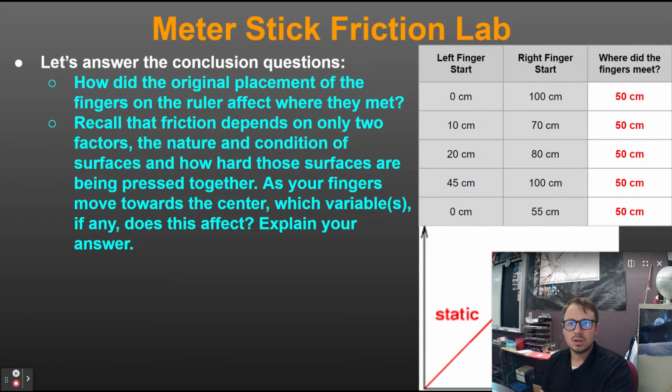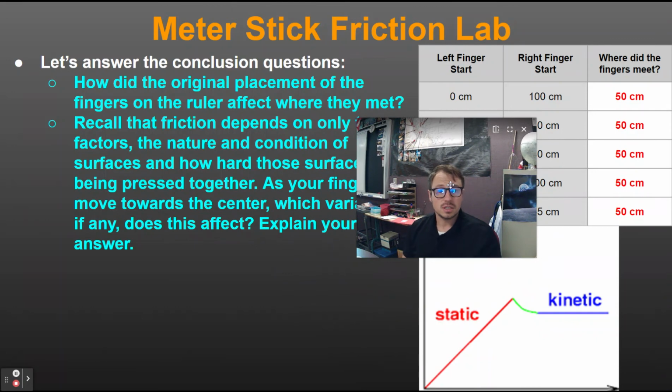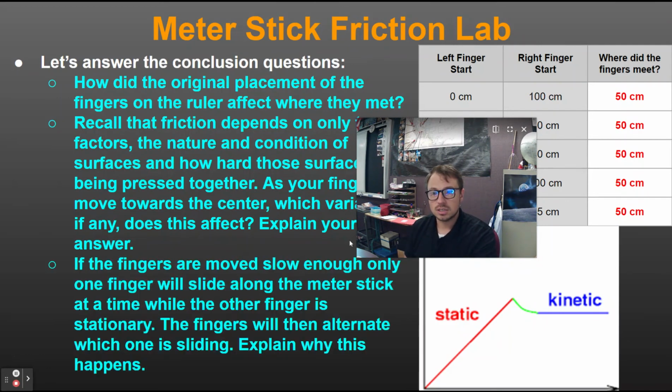Now, friction depends on only 2 factors, the nature and condition of surfaces and how hard those surfaces are pressed together. As your fingers move towards each other, which variable does this affect? So this isn't going to affect the nature and condition of surfaces, because that's dependent on your finger and the wooden meter stick. But what this does do is it does change how hard those surfaces are pressed together. The closer your fingers get to the center, it's pressing those surfaces harder together.